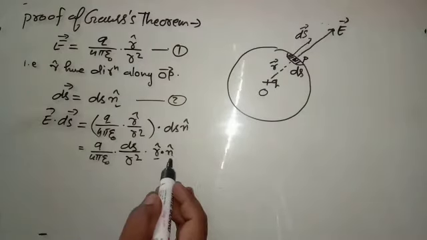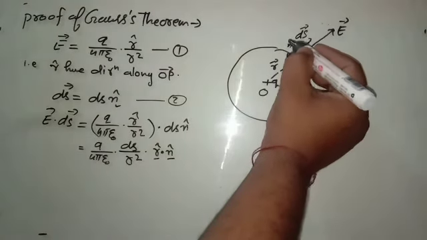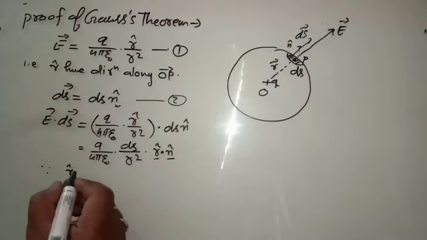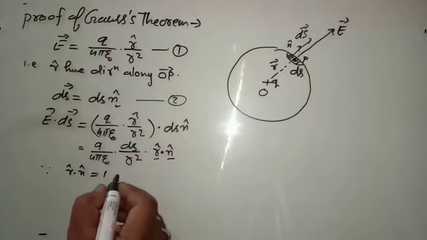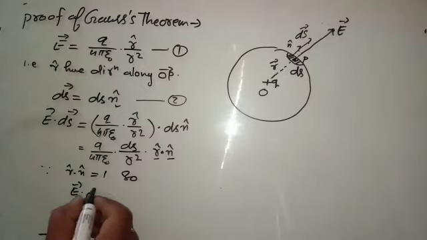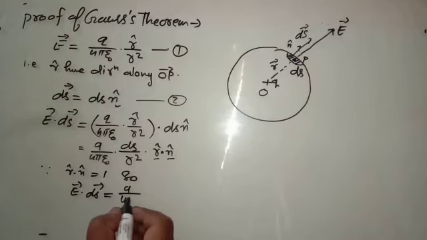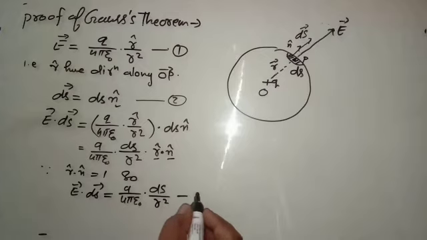Since unit vector r and unit vector n cap have the same direction, unit vector r dot unit vector n cap is equal to 1. So vector E dot vector ds is equal to q upon 4 pi epsilon naught into ds upon r square. You can consider this as equation number 3.